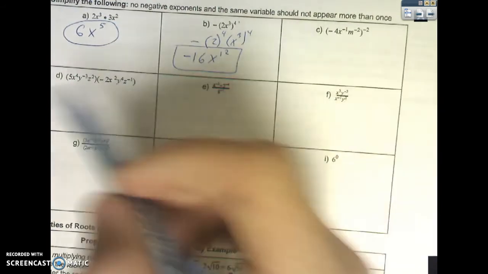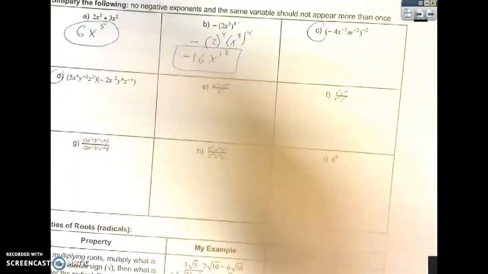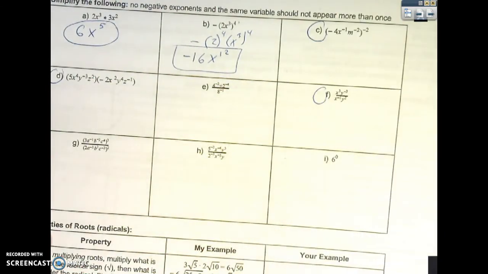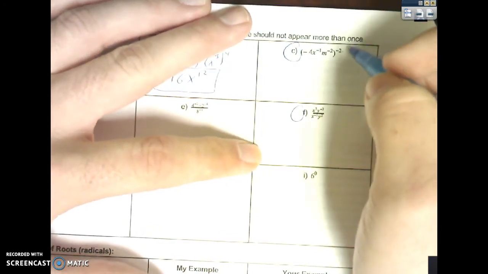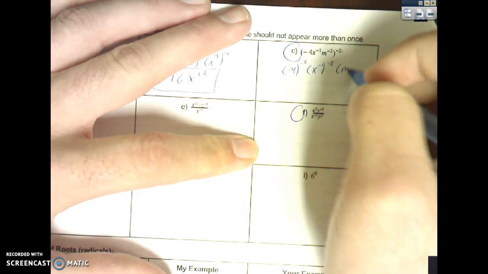All right. So let's kind of jump over here. Take a look at this one. We'll take a look at this one, and then here we'll do C, D, and F, and we should be okay. C, this negative 2 power, I can distribute it to all of my terms. So I get negative 4 raised to negative 2 power, x to negative 1 raised to negative 2 power, m negative 2 raised to negative 2 power.